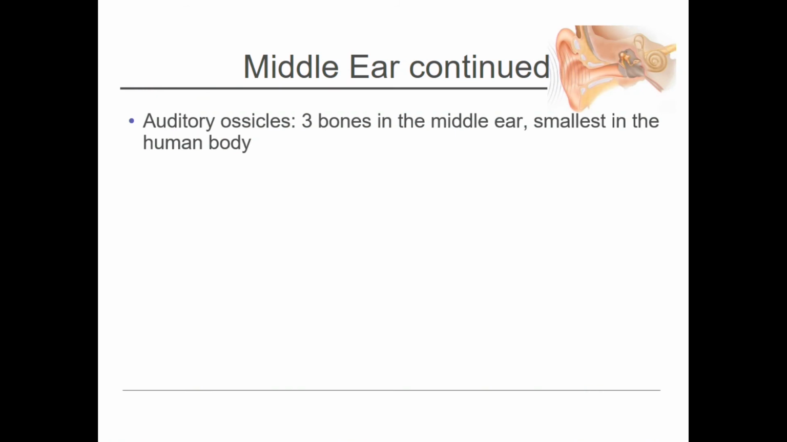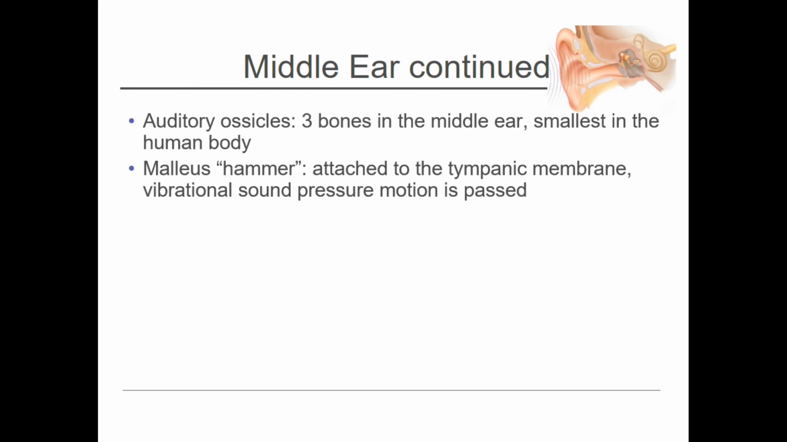And they, like I said, are the smallest bones in the human body. The malleus, or the hammer, is the first one, which is attached to the eardrum, or the tympanic membrane. And it is sensitive to vibrations and pressure.